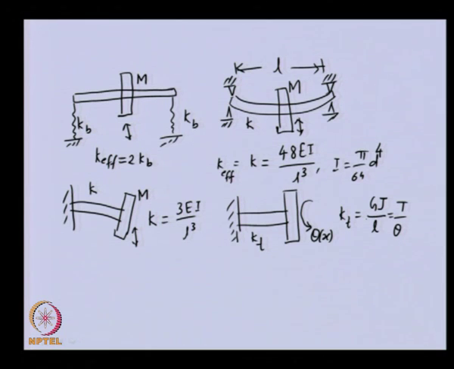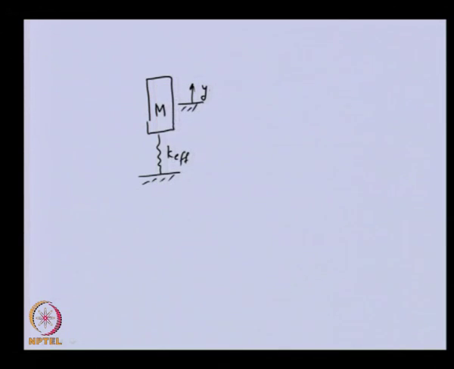All these models we can represent by a mass and an effective stiffness of the support or of the shaft. The mass has value m, and we have some kind of displacement in the vertical direction, which will be time dependent.